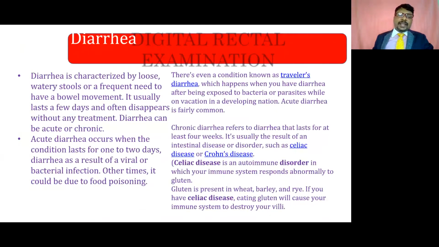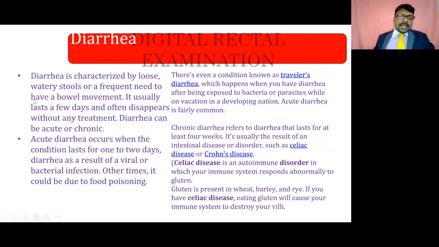And also diarrhea. This diarrhea is also a causative factor for infections, and it is characterized by loose watery stool, or frequent need to have a bowel movement. It usually lasts a few days and often disappears without any treatment. So even without treatment, if anybody gets diarrhea, they may recover within 1 or 2 days. It may clear the problem.